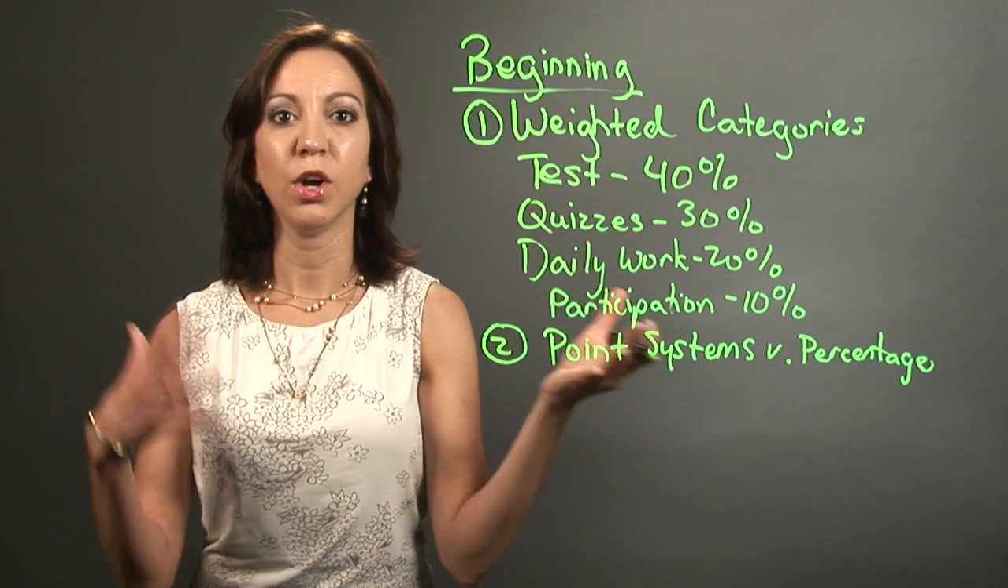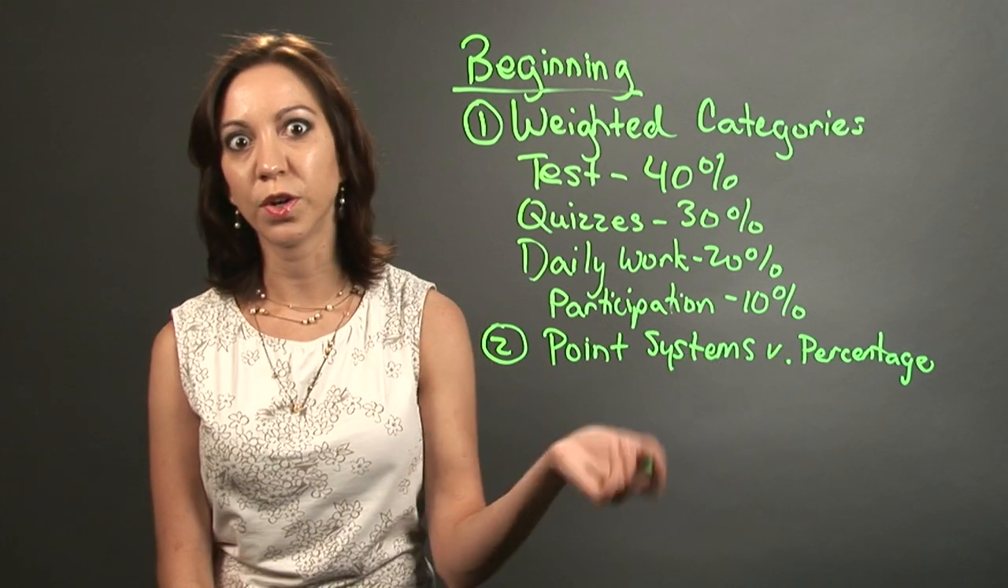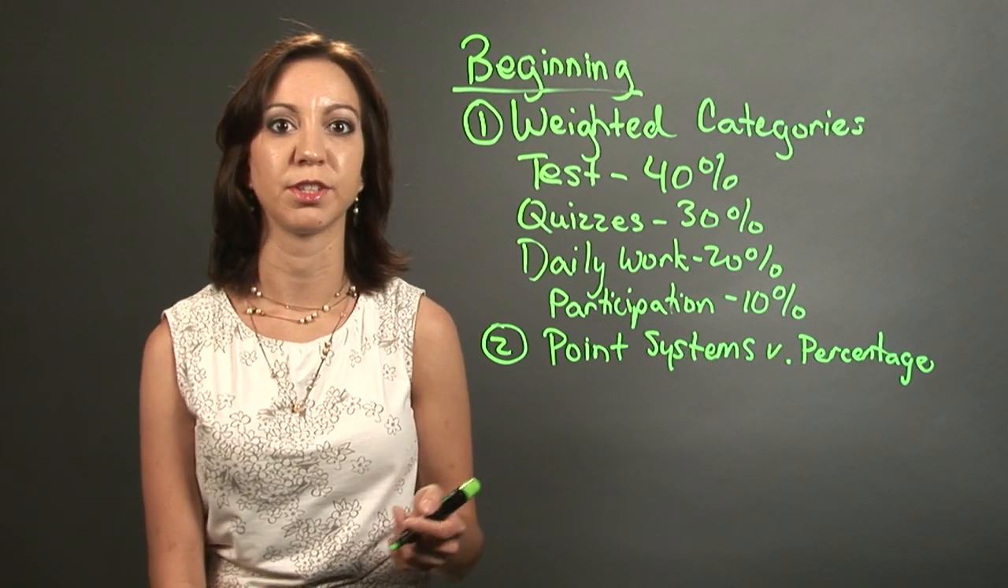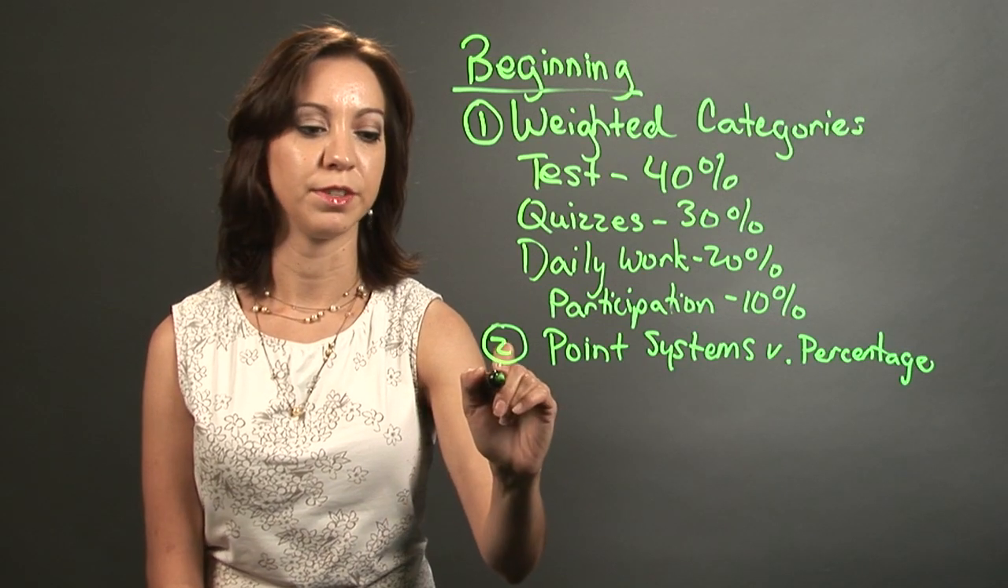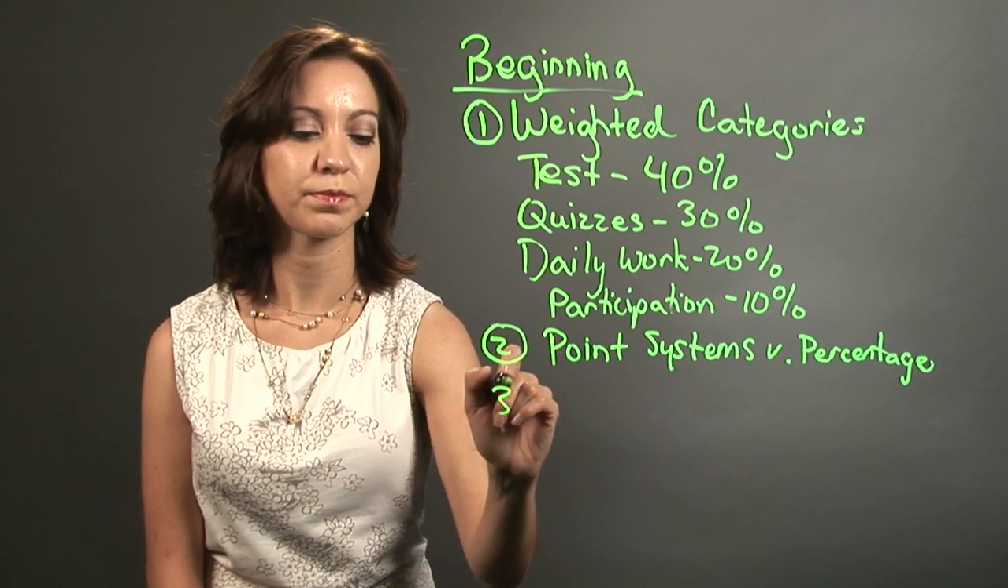Say your big research project at the end of the semester is going to be worth 200 points, as opposed to your daily participation is going to be only worth 20 points throughout each week. That's a pretty important part of it too, so make sure to establish that.